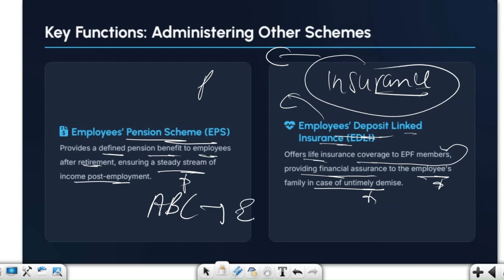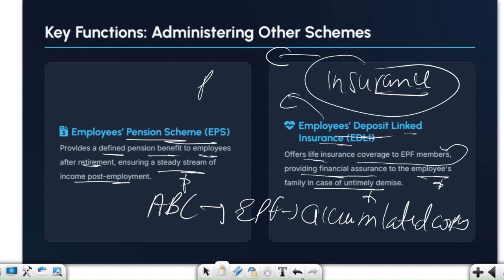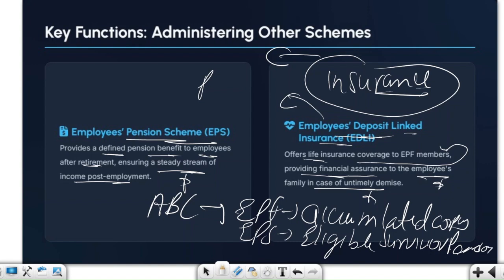First of all, he had EPF where his accumulated corpus was there. The accumulated corpus, right? Fine. Another part is what? EPS, Employees' Pension Scheme, so here we are talking about pension, and then we are going to talk about your EDLI, which talks about insurance benefits, right?